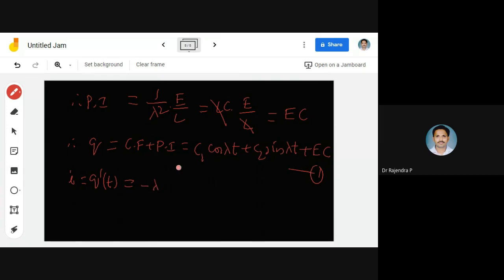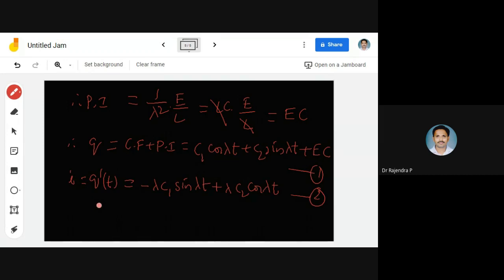Minus lambda C1 sin lambda t plus lambda C2 cos lambda t. The constant becomes 0. The derivative of a constant becomes 0. Okay. So now this is equation number 2.